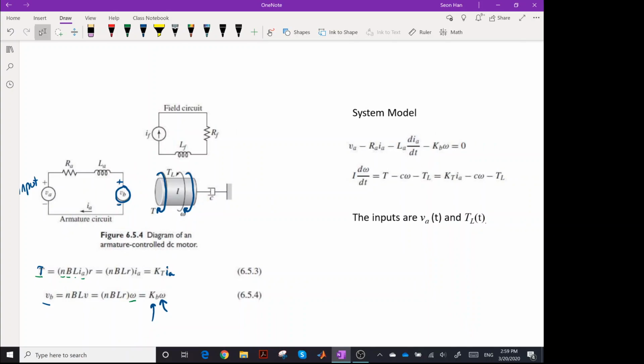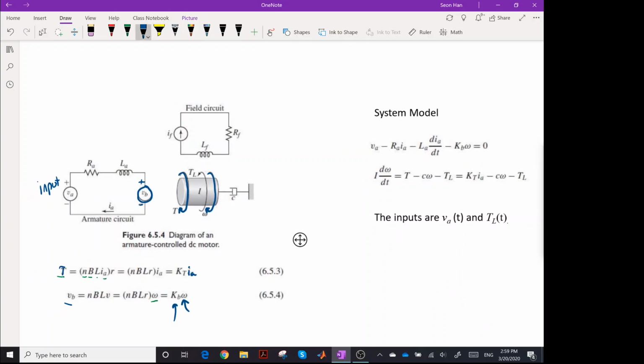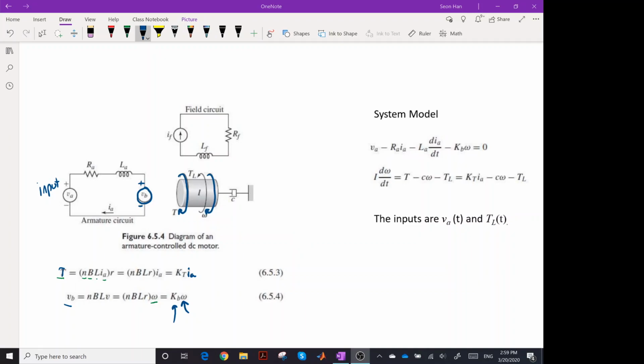When you look at the circuit alone, you have the supply voltage, VA, minus the voltage across the resistor, and then you have the voltage across the inductor. And this is the back EMF due to the rotor.